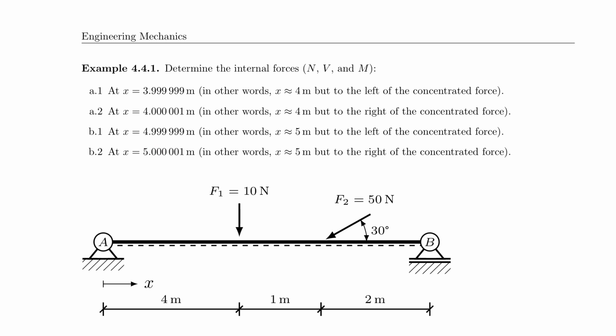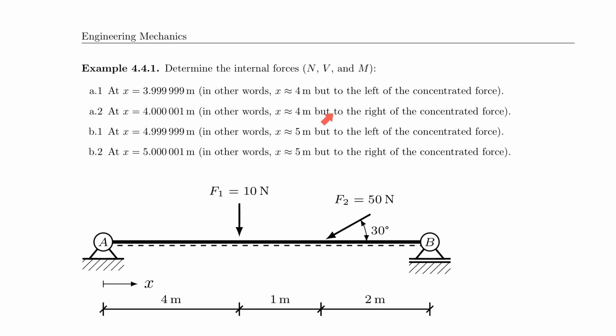is I want you to understand that you can have a 4-meter distance x here, notice the x here on the bottom, that is actually acting to the left of this force, and that would be 3.9999999. Or I can have 4 meters just to the right of the force, and that would be 4.000001. And again, no engineer in their right mind would say it like this.